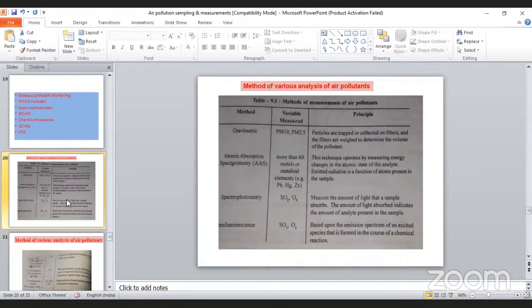And spectrophotometry, this is used to find out the concentration of sulfur dioxide and ozone. This is a very common method you would have done in your practical classes. Measure the ambient light that a sample absorbs. How much light is absorbed in the sample, the amount of light absorbed indicates the amount of analyte or the pollutant present in the sample.